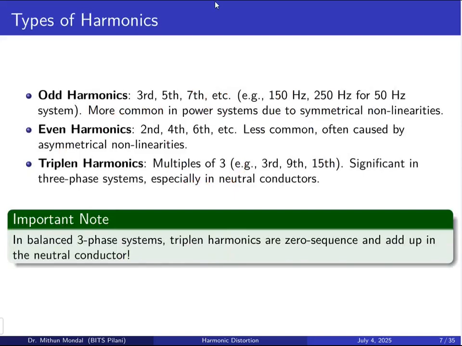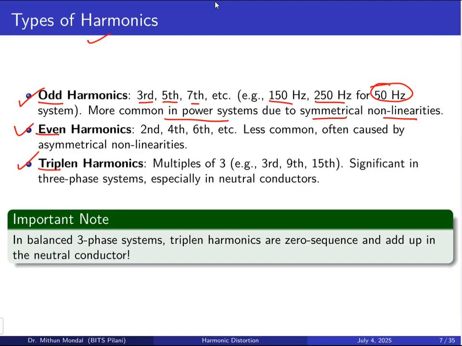When we talk about the types of harmonics, we can have odd harmonics, even harmonics, or triplet harmonics. Odd harmonics again can be the third, fifth, and seventh. These are the most common ones, and they are odd multiples of the fundamental frequency, 150 Hz and so on for a 50 Hz system. They are more common in power systems due to symmetrical non-linearity. So the loads are non-linear, and as a result, the harmonics which are formed are in the odd multiples of the fundamental frequency.